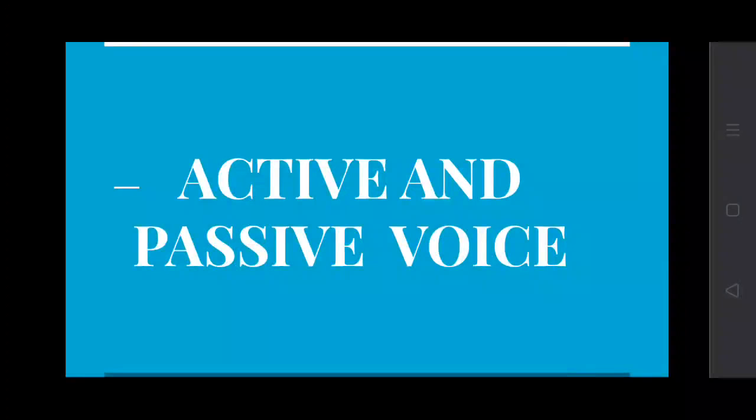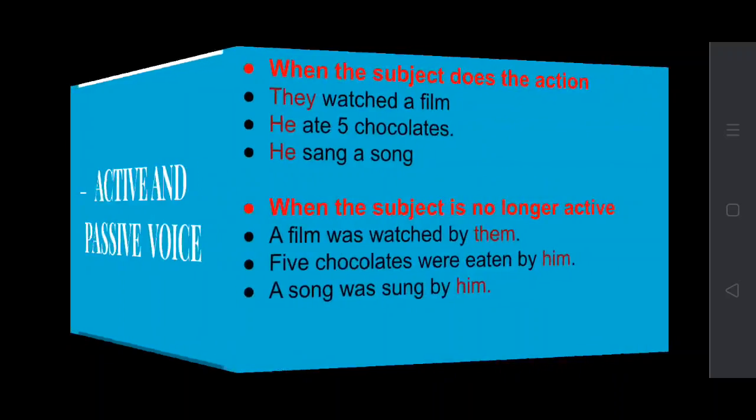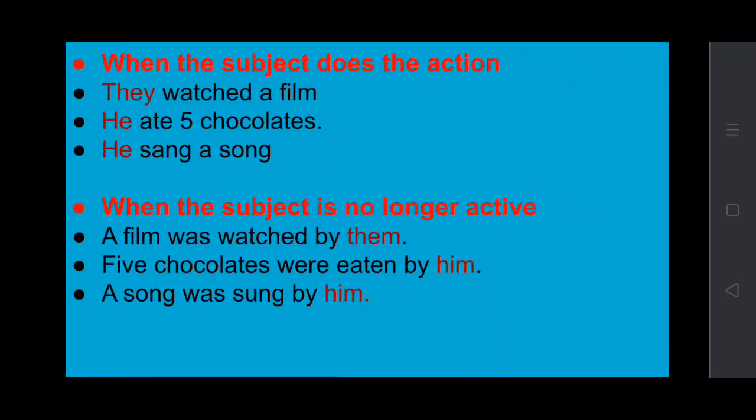So let's begin our lesson, active and passive voice. Before beginning, let's see a few sentences. Now in the first case, the subject does the action. For example, they watched a film. He ate 5 chocolates. He sang a song. Now see the second case, when the subject is no longer active. A film was watched by them. 5 chocolates were eaten by him. A song was sung by him.